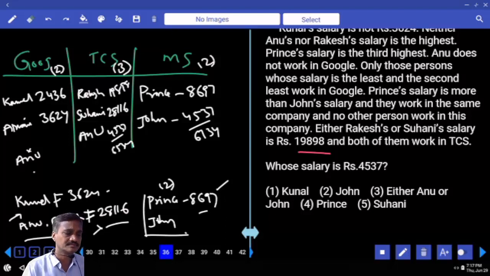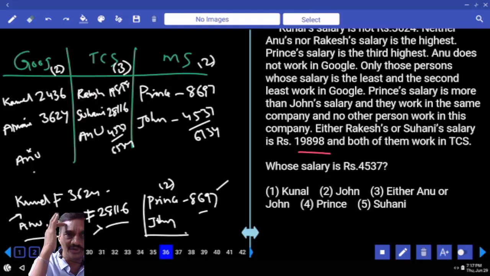Hence John and Anu can be any one of these two amounts. Now all together, how many have we done? 2 sets we have left, plus 1, that is 25 questions. And out of those, for data sufficiency we need to choose a minimum of 3 questions.